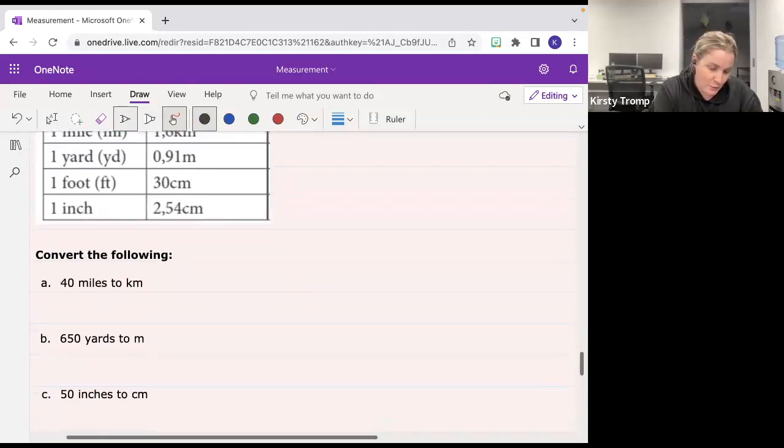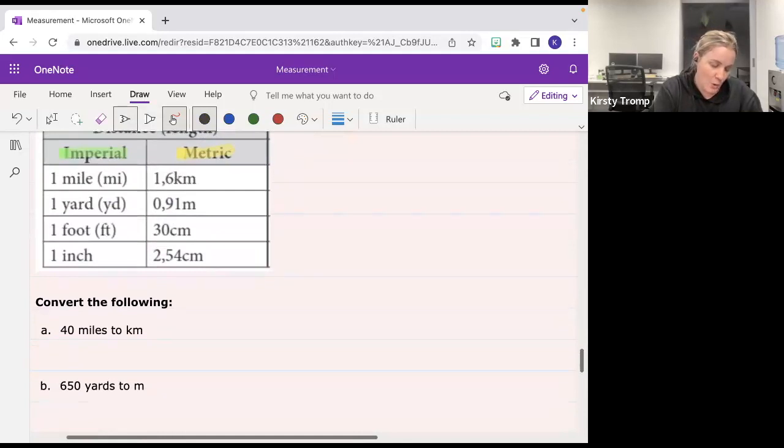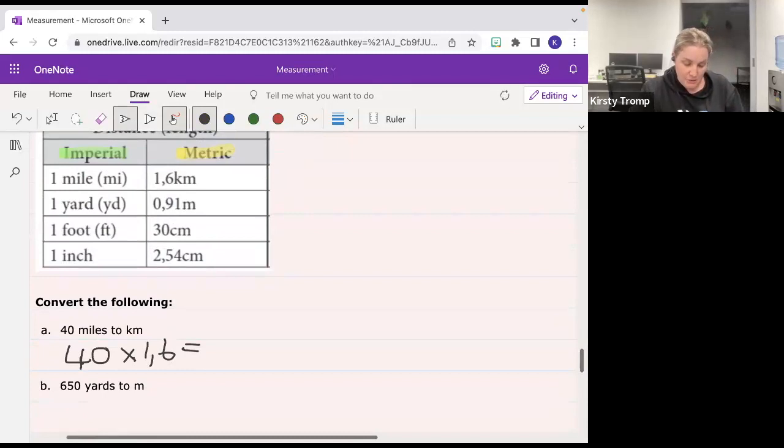Right, a typical question will ask you, convert the following: 40 miles to kilometers. If I look at my table, it tells me 1 mile equals 1.6 kilometers. So if I have 40 miles, I'm going to say 40 times 1.6. Taking out my trusty calculator, 40 times 1.6, I get 64 kilometers.